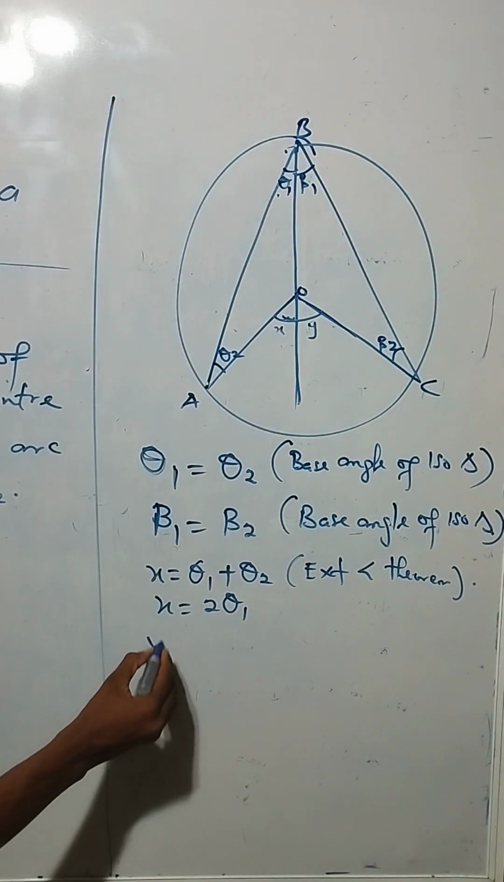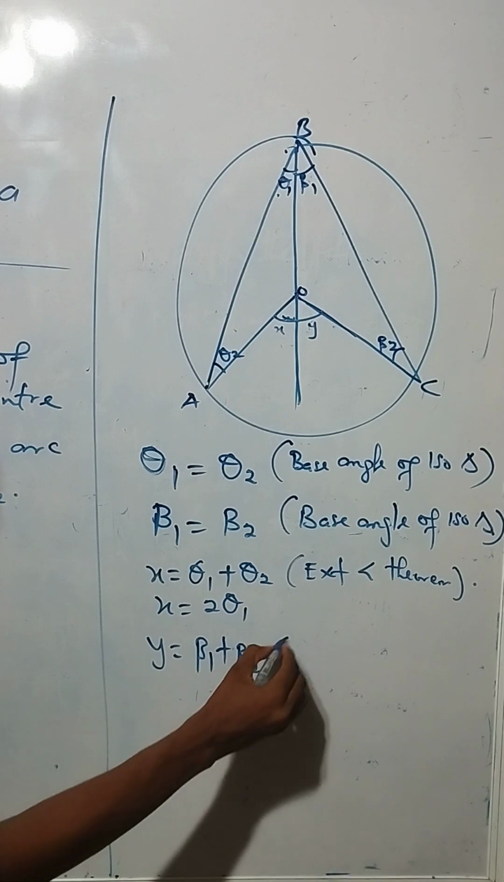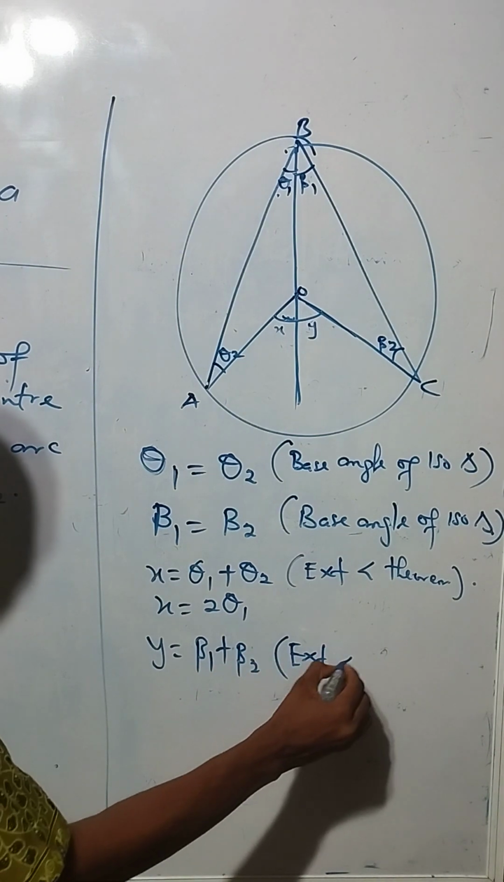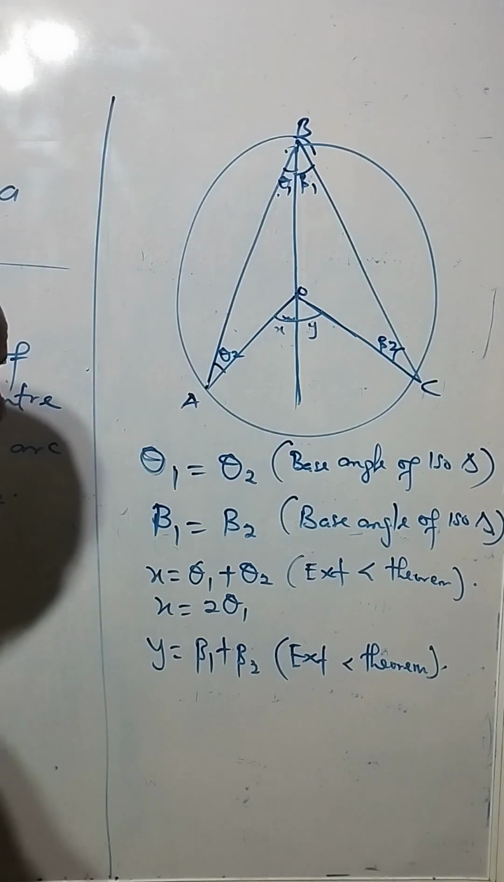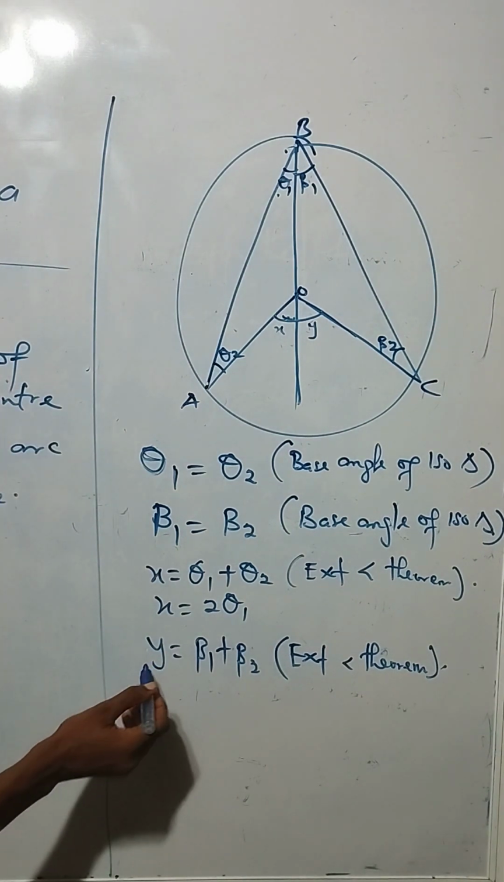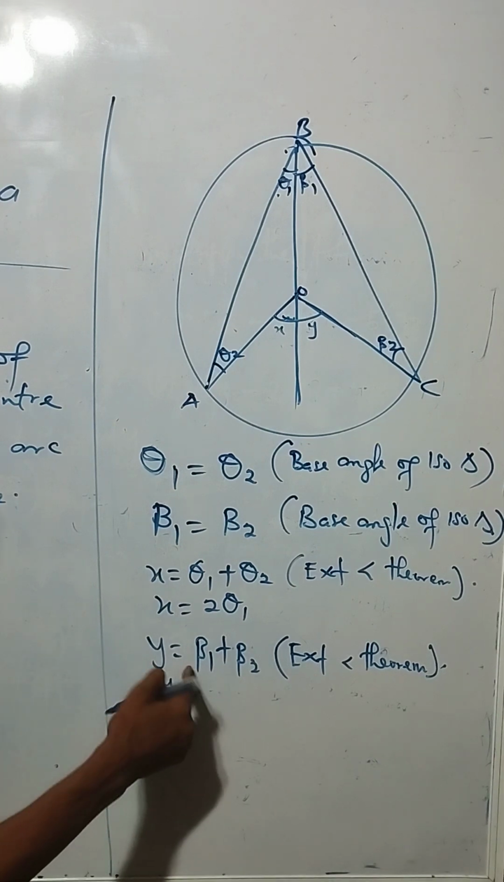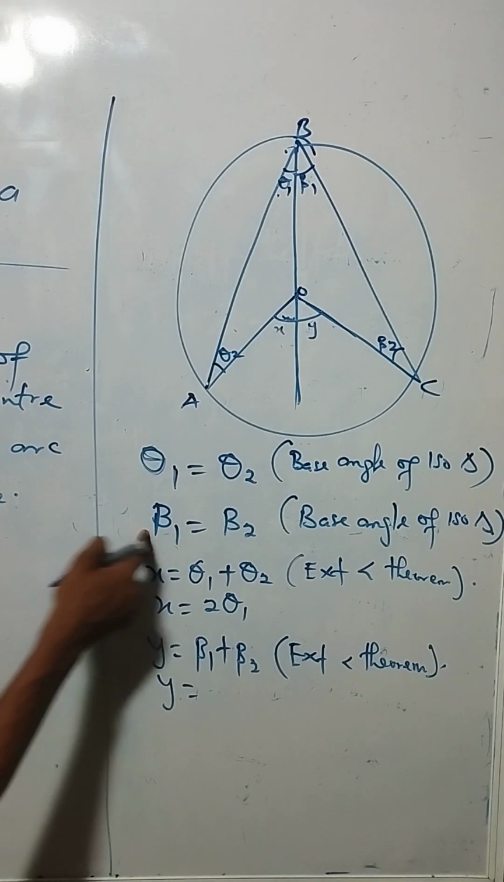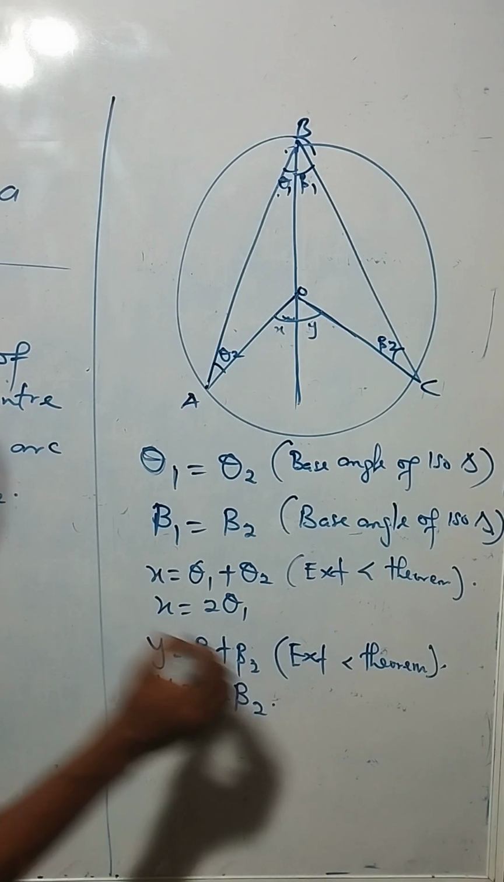So we can as well say that our y is equal to beta 1 plus beta 2. The same reason, the exterior angle theorem of a triangle. So now, our y here is equal to, because we said beta 1 is equal to beta 2, so we can have here 2 beta 2.